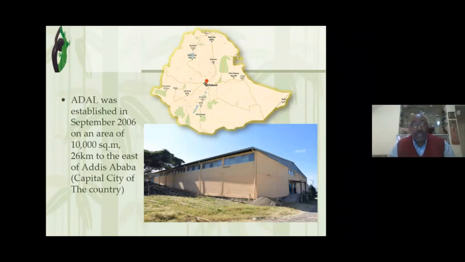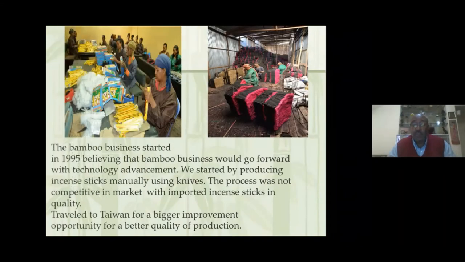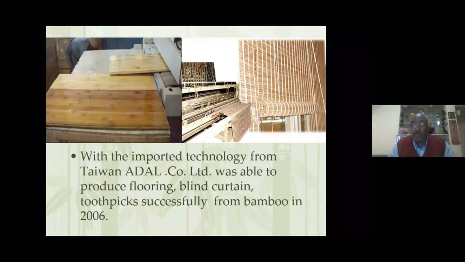The bamboo business started in 1995, believing that bamboo business would go forward with technology advancement. We started by producing incense sticks manually using knives. The process was not competitive in the market with improving imported incense sticks in quality. We traveled to Taiwan for a bigger improvement opportunity for better quality of production. With the imported technology from Taiwan, ADAL was able to successfully produce flooring and curtains from bamboo in 2006.